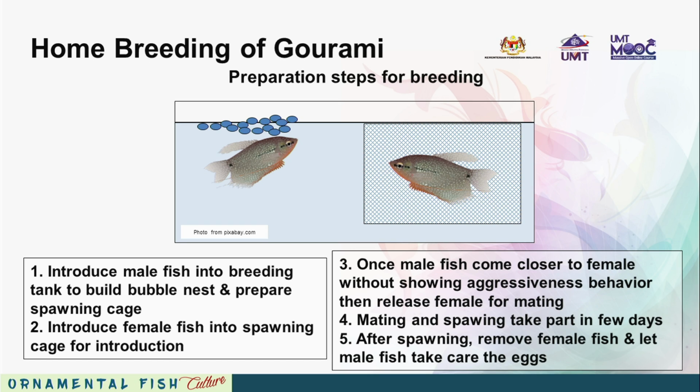Mating and the spawning process will take place within a few days if you've chosen the right partner. After spawning, remove the female and let the male fish take care of the eggs until they hatch, because the male fish will attack the female after spawning.